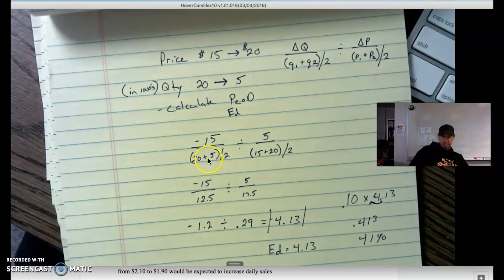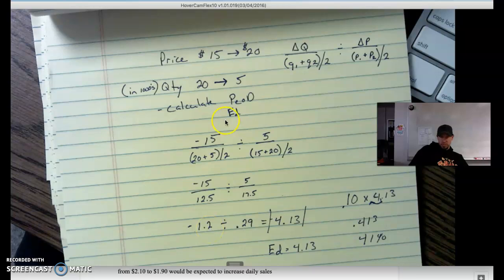So just working our way down here. If I take 20 and 5, it gives me 25, and I divide that value by 2, I get 12.5. If I take 15 and add it to 20, I get 35, divide that by 2, and it gives me 17.5. So now I've got the numbers that I can work with. If I take my percentage change in quantity, I take negative 15, divide that by 12.5, it gives me negative 1.2.